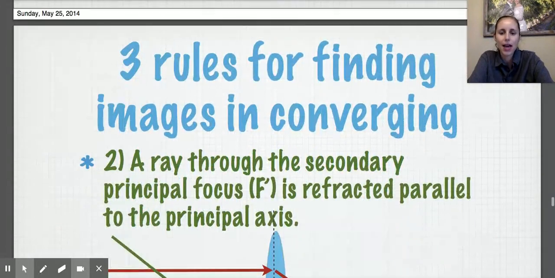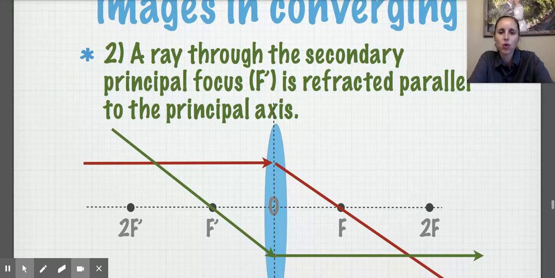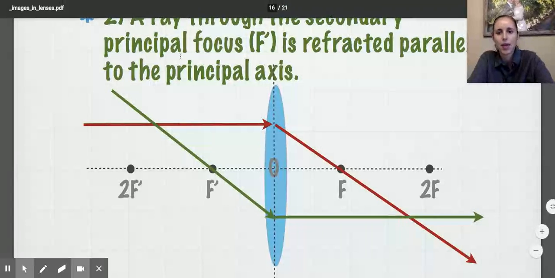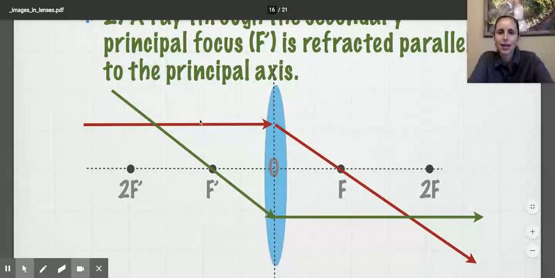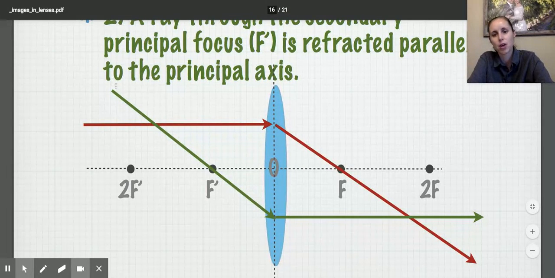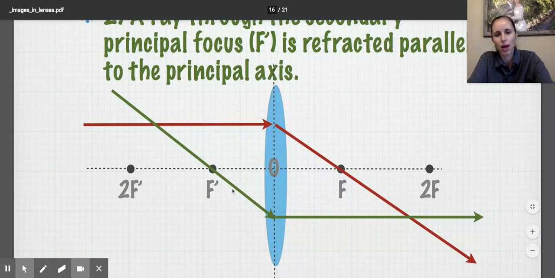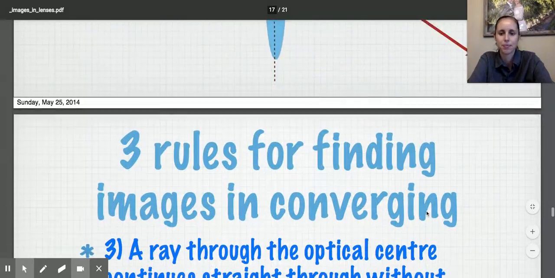Now let's take a look at our second rule. And our second rule is going to say a ray that goes in through the secondary principal focus, or F prime, is going to be refracted parallel. So again, same rule as the mirror, and this is again really opposite from the first rule. So now we're going to go in through F. We've got an F on this side as well too. We're going in through F prime, and we're going to come out parallel on this side here.